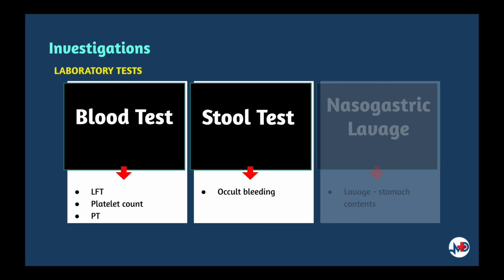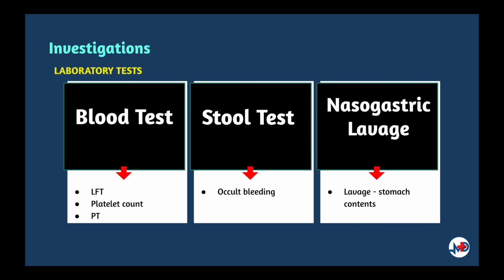Let's take a look at lab tests. Lab tests are done to help diagnose the cause of GI bleeding, which include liver function tests, platelet counts, and coagulation profile, and these all come under the category of blood tests. Next would be a stool test. This is done to identify occult bleeding.